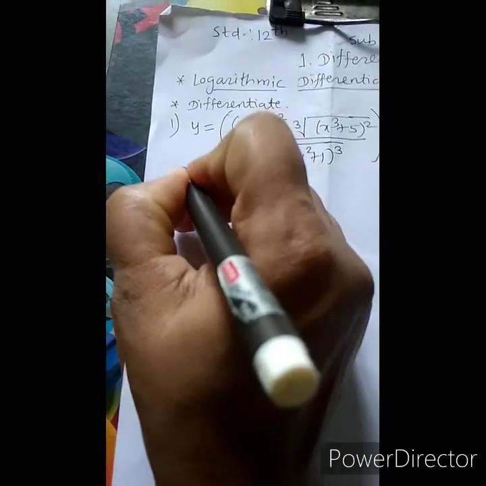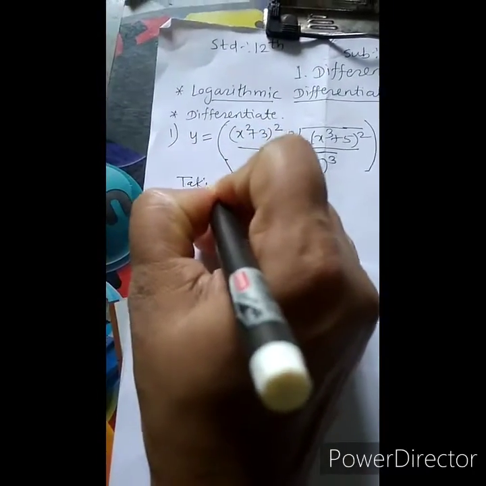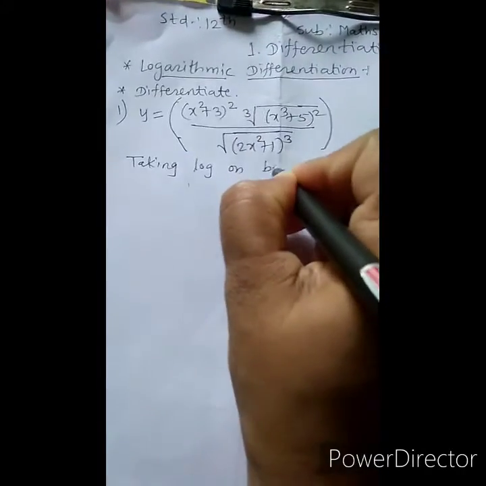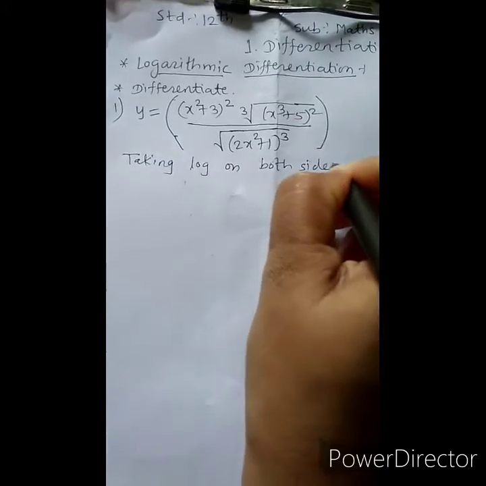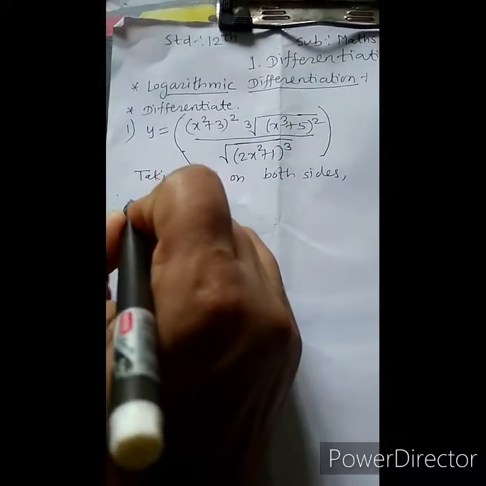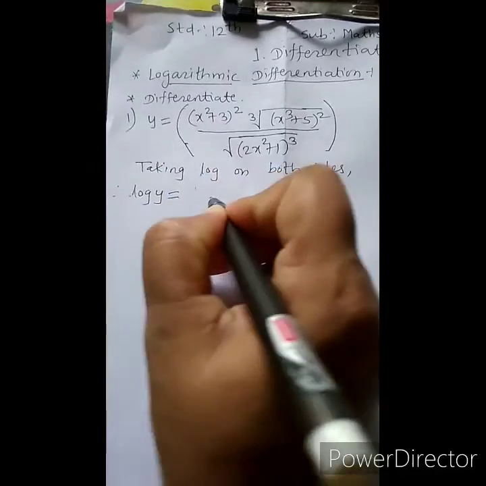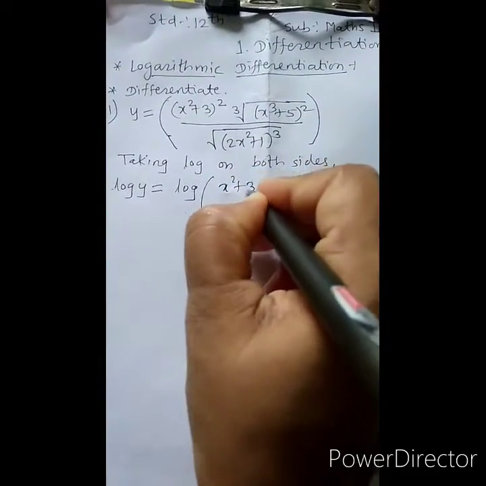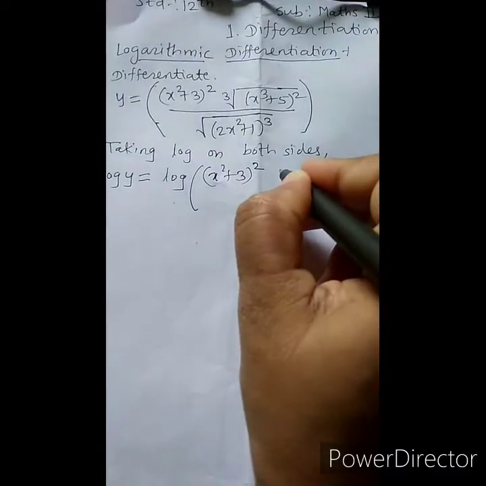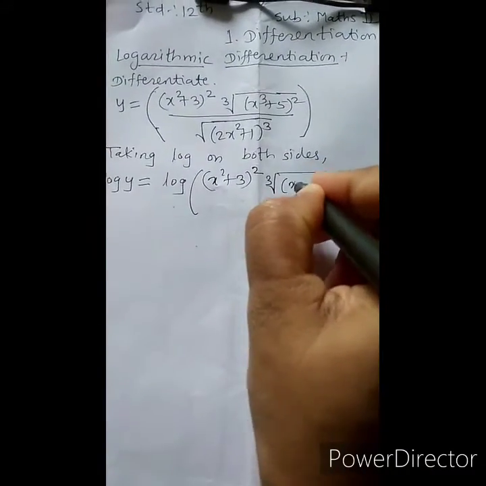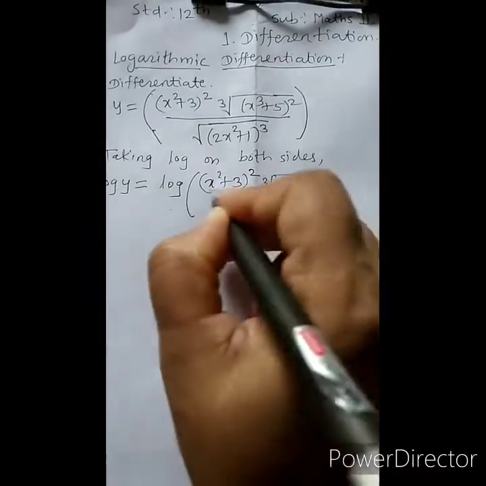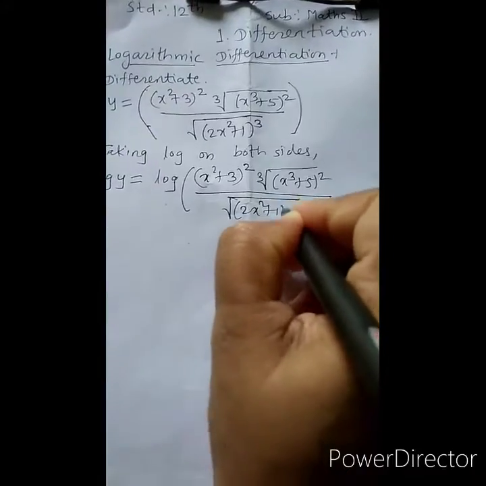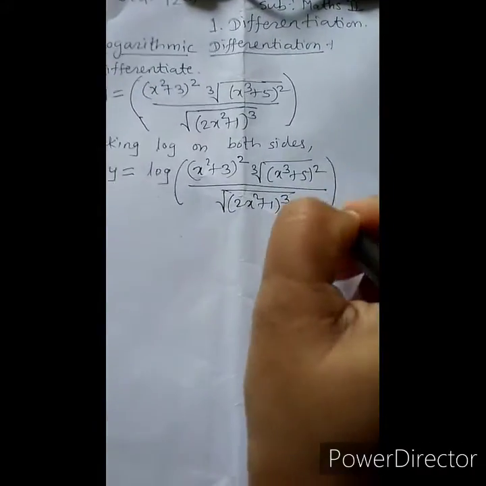Therefore, taking log on both sides, we get log y is equal to log of (x square plus 3) bracket square, cube root of (x cube plus 5) bracket square, upon (square root of 2x square plus 1) bracket raised to 3.